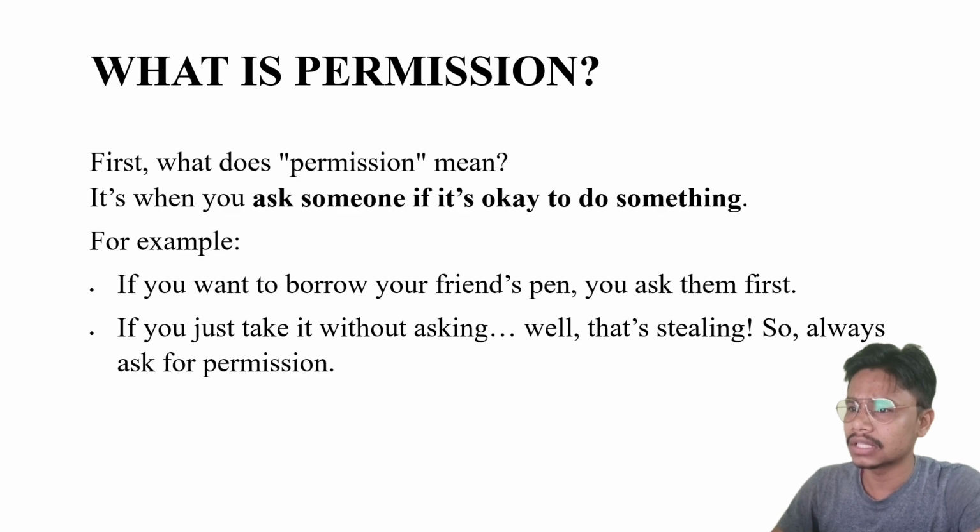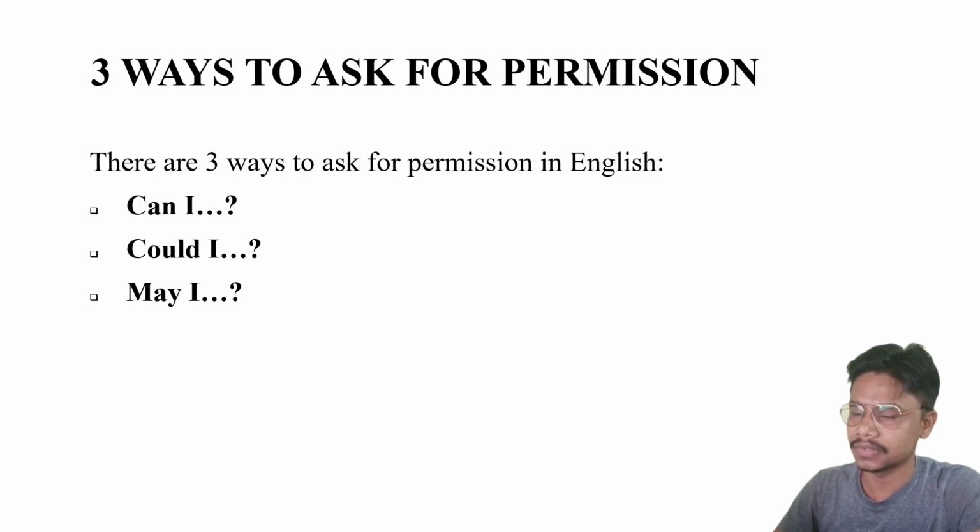All right. So there are three ways to ask for permission in English. The first way is can I? The second way is could I? And the third way is may I? So can I, could I, and may I are all good ways to ask for permission.